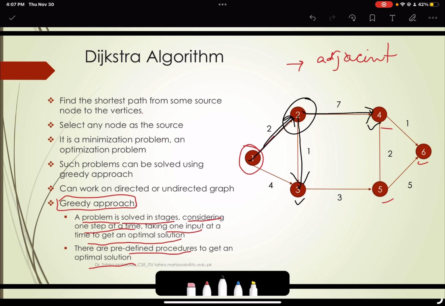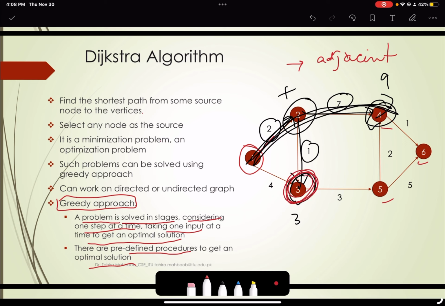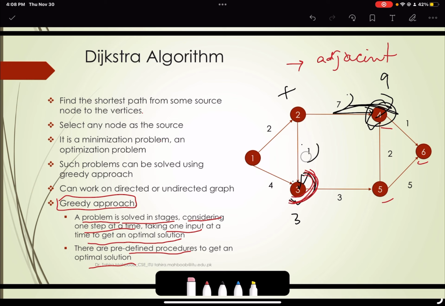So the distance required to reach 3 is 2 plus 1, which is 3, and the distance required to go from 2 to 7, or 1 to 4 by this path, is 7 plus 2, which is 9. Of the two paths that we have, the distance estimation for 3 gives us a shorter path. So in this case, vertex 3 is selected.